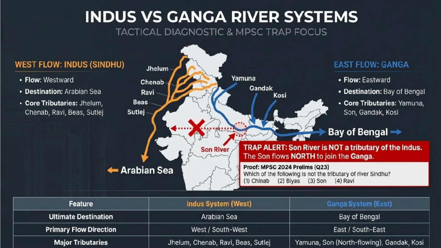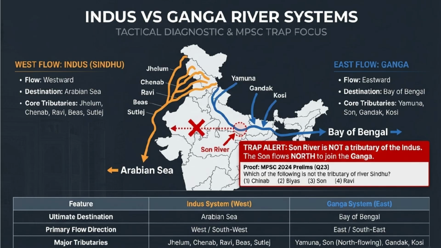First, understand the basic idea. The Indus River system flows towards the west into the Arabian Sea. Its major tributaries are Jhelum, Chenab, Ravi, Beas, and Sutlej. These are often called the Punjab rivers. Now look at the Ganga system. It flows eastwards into the Bay of Bengal, and its major tributaries include Yamuna, Son, Gandak, and Kosi.